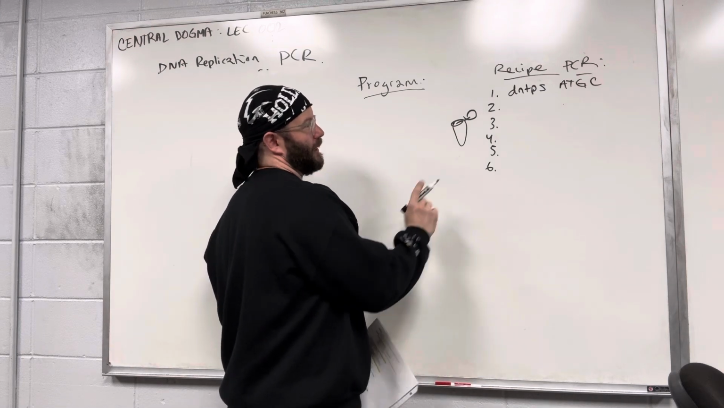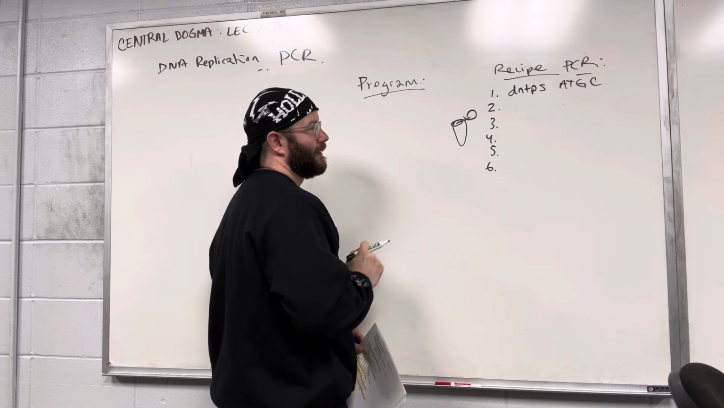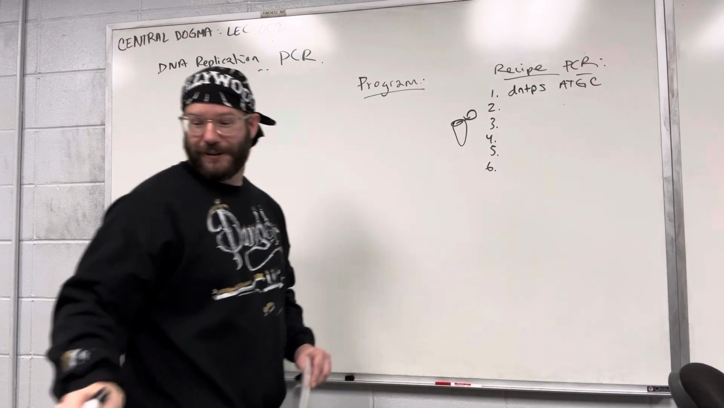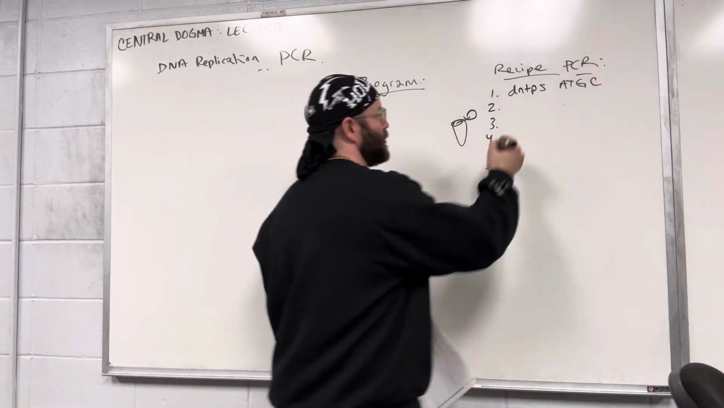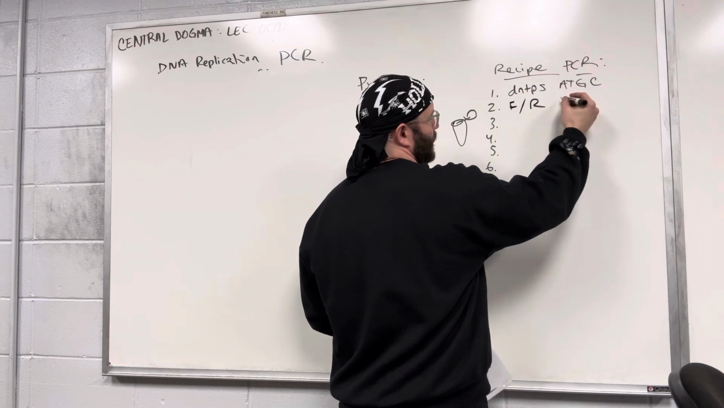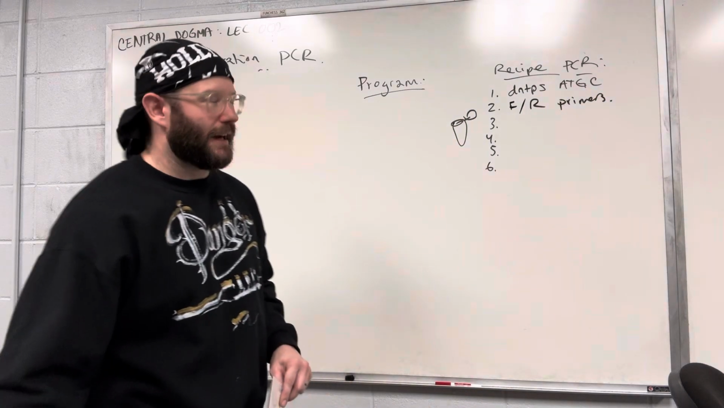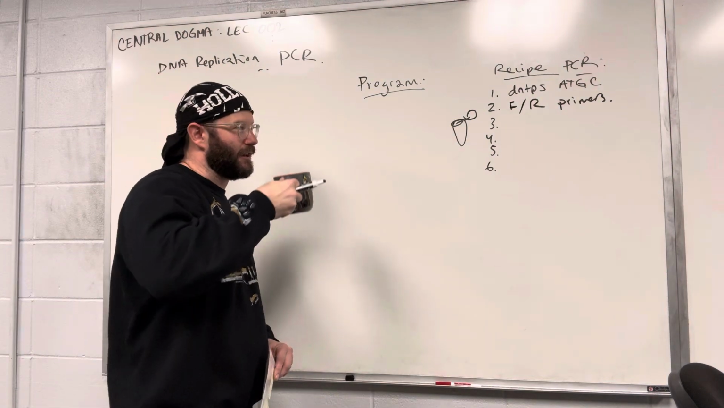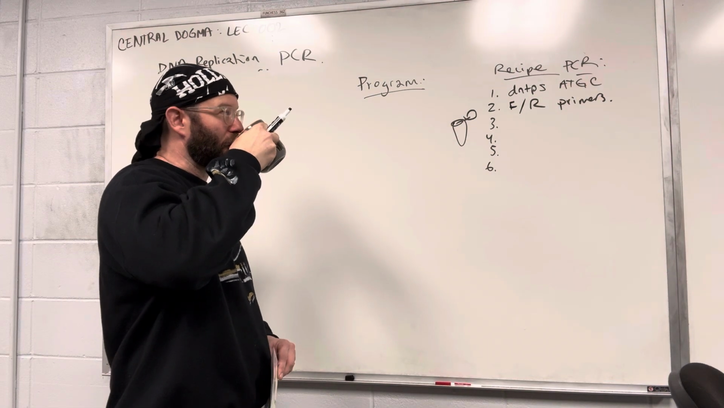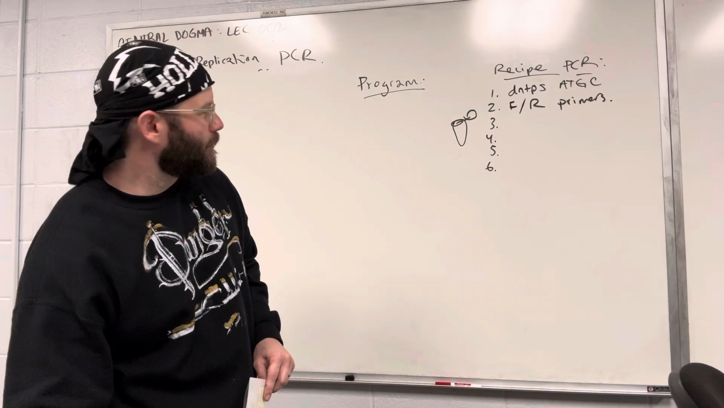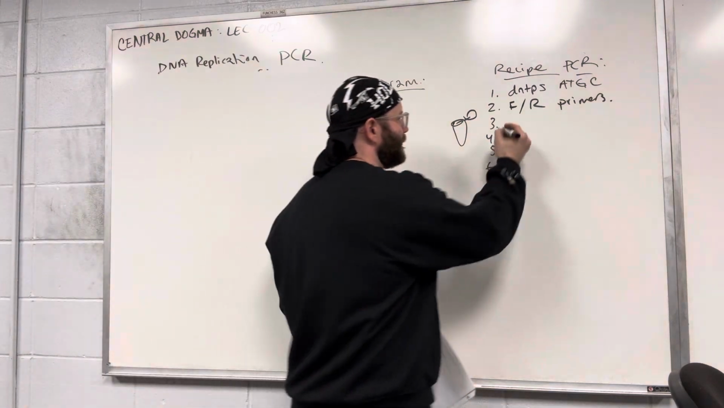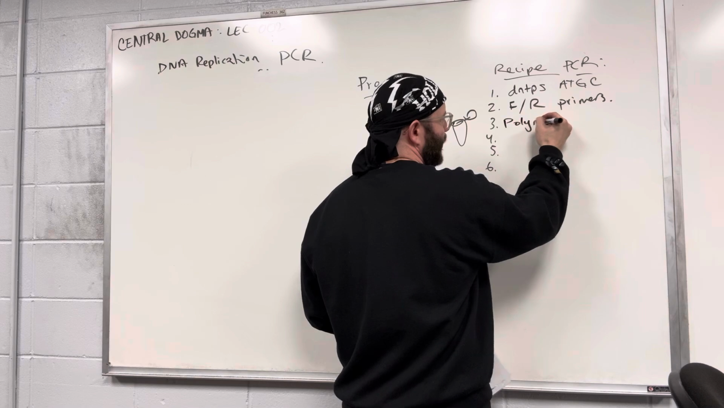What else do we need? Forward and reverse primers. Yep, two primers. You design these. I'll teach you how to design these, but not right now. So you need forward and reverse primers. What else do we need? Polymerase. Taq polymerase. Let's talk about that.